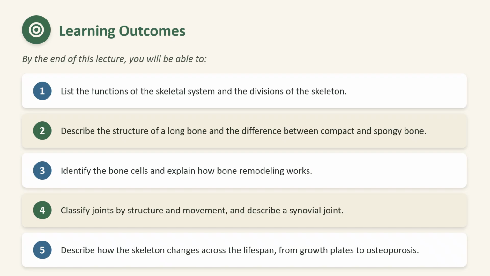Third, identify the bone cells and explain remodeling, the lifelong process of tearing down and rebuilding bone. Fourth, classify joints by structure and by how much they move, and describe the anatomy of a synovial joint, the freely moving kind. And fifth, describe how the skeleton changes across the lifespan, from the growth plates of childhood to the bone loss of older adulthood. Keep these 5 in mind as the summary will loop back to them.